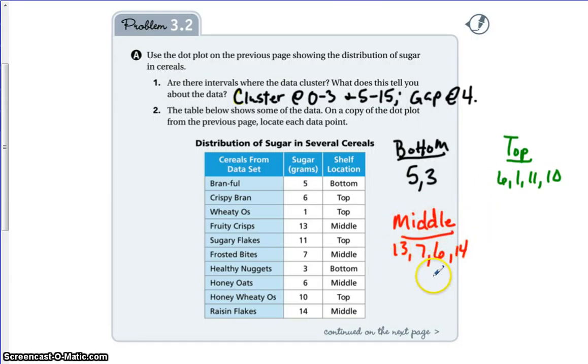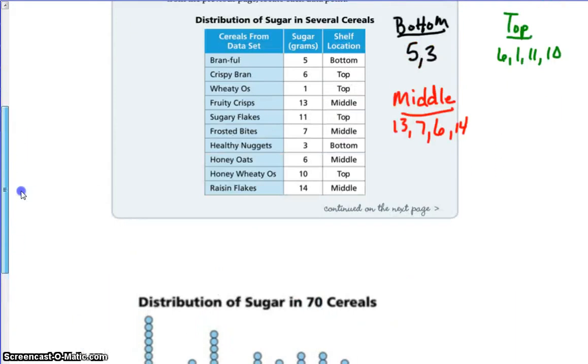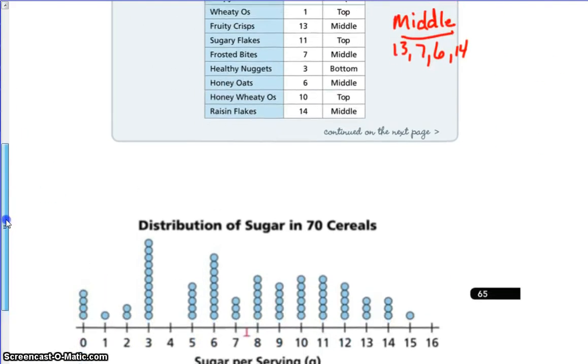We could actually throw in and find the mean or the average number of sugar grams per cereal for the bottom, middle, and top shelf cereals, and then that would give us an indication of where the most sugary cereals are. But let's go ahead and finish answering the question where it says to locate the different numbers. Okay, so I'm going to use black for the bottom shelf, red for the middle, and green for the top. So here we go.